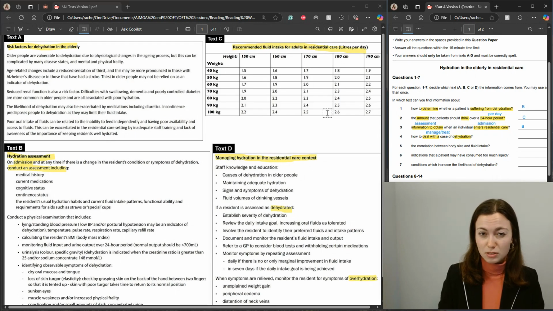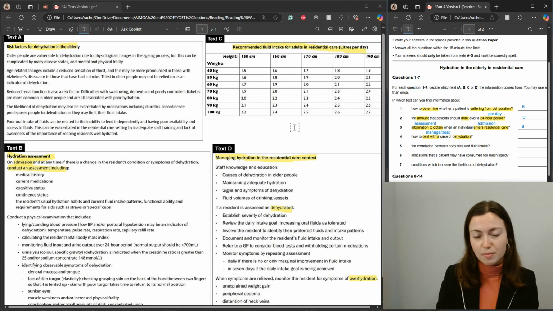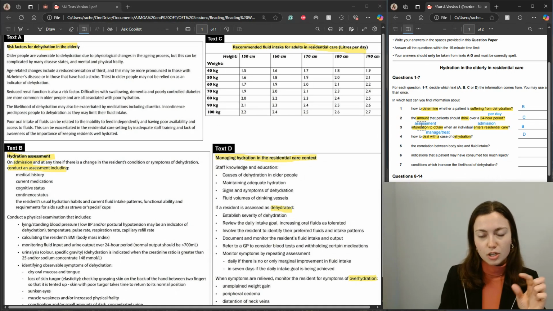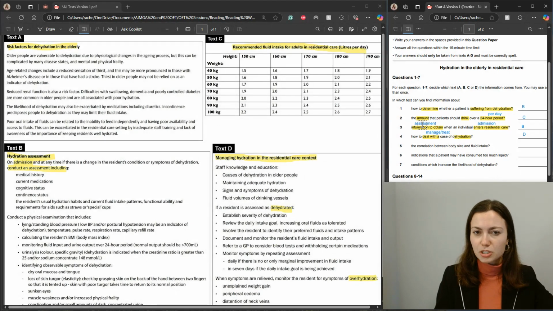So if I use that sort of synonymous language, immediately my mind goes to text D, managing hydration in the residential care context. And specifically, if I skim here, if a resident is assessed as dehydrated, and then we have a whole list of things to do. So that is enough evidence to conclude that for number 4, where are we finding that information? That should be text D. Notice again, just like numbers 1 and 3, you're not seeing those exact words, you're seeing information and examples to support that answer given.